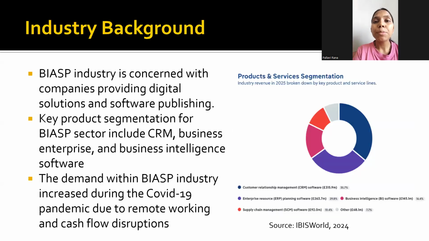Moving on to next slide. I'm going to give you a brief idea about the industry background. Also, I have given a figure on the same slide about the product and service segmentation. The business intelligence and analytics software publishing industry includes businesses that provide digital solutions and develop, publish and distribute software for performing business intelligence and analytics. The industry saw a boost during the pandemic as cash flow disruptions and remote working led to the increased demand in cloud-based software including customer relationship management software, business enterprise and analytics software, and supply chain management software, which also make the key products and services offered in the BISP sector. This is because of COVID-19, nothing was working. So there was a boost during the pandemic in this industry. So adding on the same, moving on to next slide.